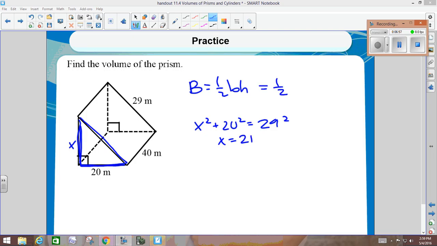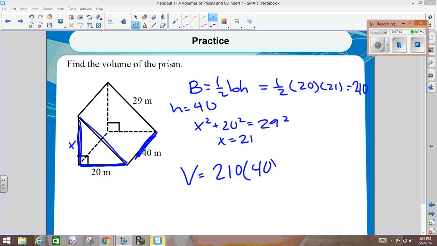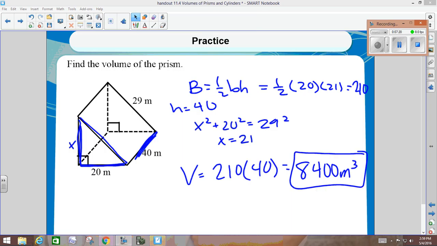So then you're going to do 1/2 times 20 times 21, which would give you a base area of 210. The height of the prism is 40. That's what's connecting your two bases. So then your volume, 210 times 40, is 8400 meters cubed. Questions on prisms? Okay, flip it.